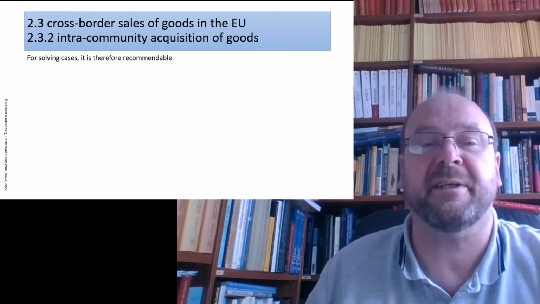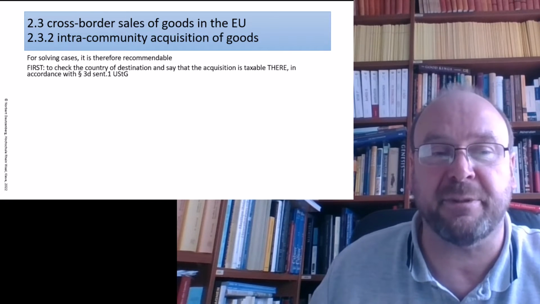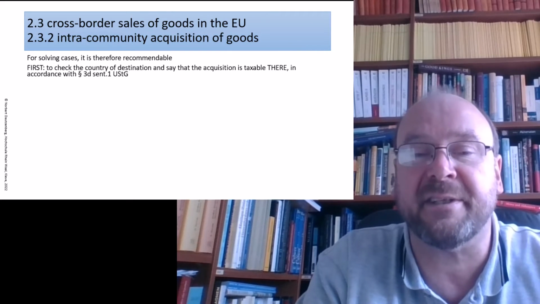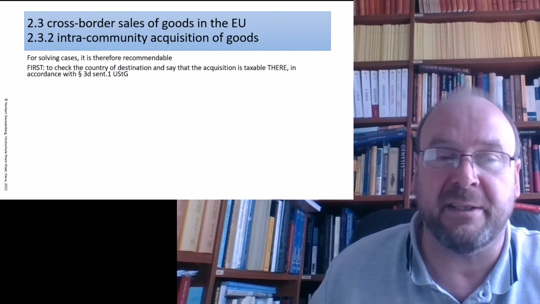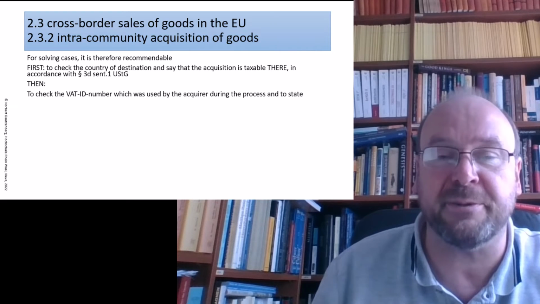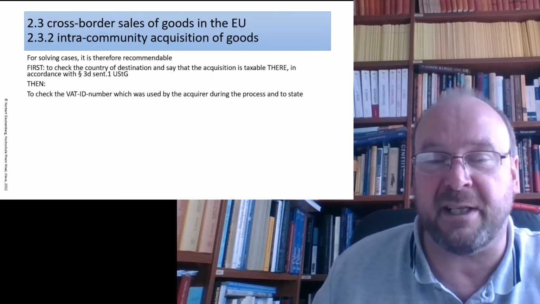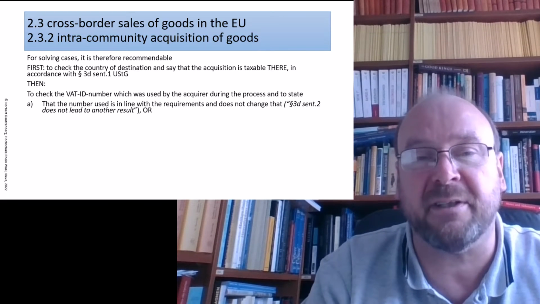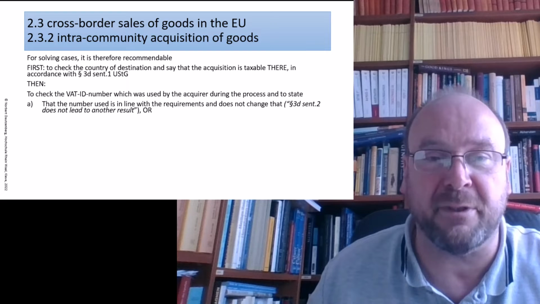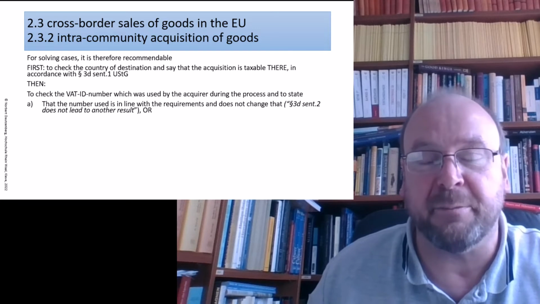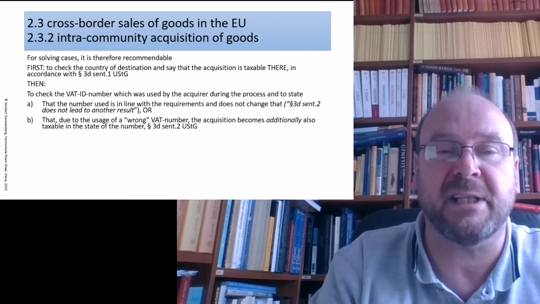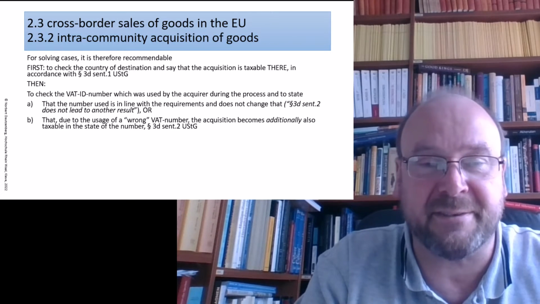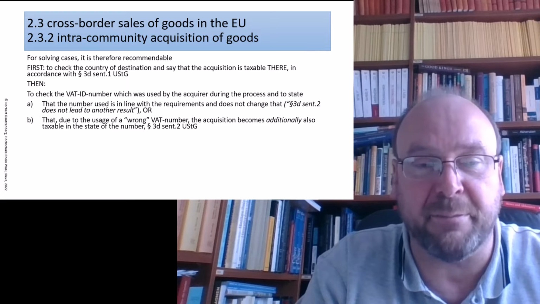So for solving a case in an exam, it would be recommendable first to check the country of destination and say that the acquisition is taxable there, and then to check which number has been used, if it was the identification number of the correct state, or if the acquirer used the ID number of the wrong state, because then you would add the statement that an additional tax is triggered in the number state.